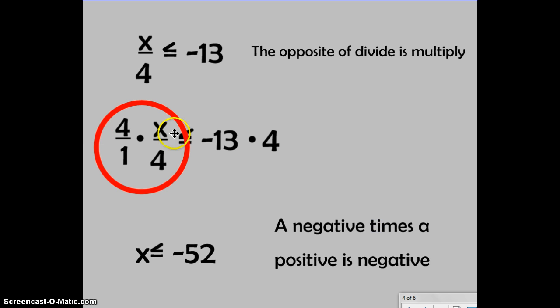My inequality sign remains the same because the number 4 that I multiplied by on both sides is a positive, and my notes tell me that when I multiply by a positive number, my inequality remains the same.